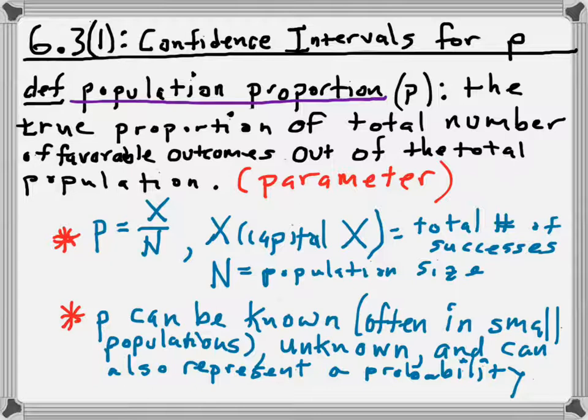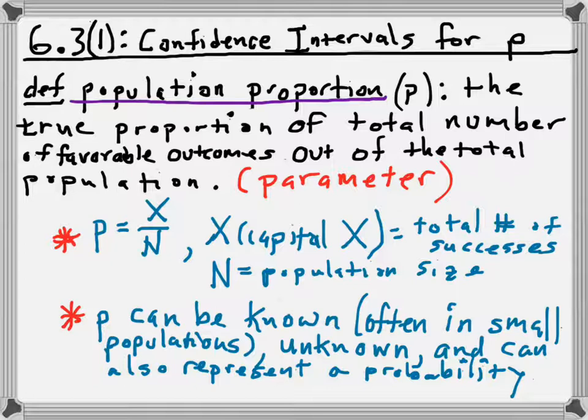Now a couple things about P. P can be known, usually in small populations. If we could take a census of the school, we could survey all 1,200 students and find out exactly how many like mayonnaise with their French fries. But typically it's unknown, and it can also represent a probability, maybe like a basketball free throw shot. In that case, P is not only the proportion of successes over the total number, it's also the probability of success.